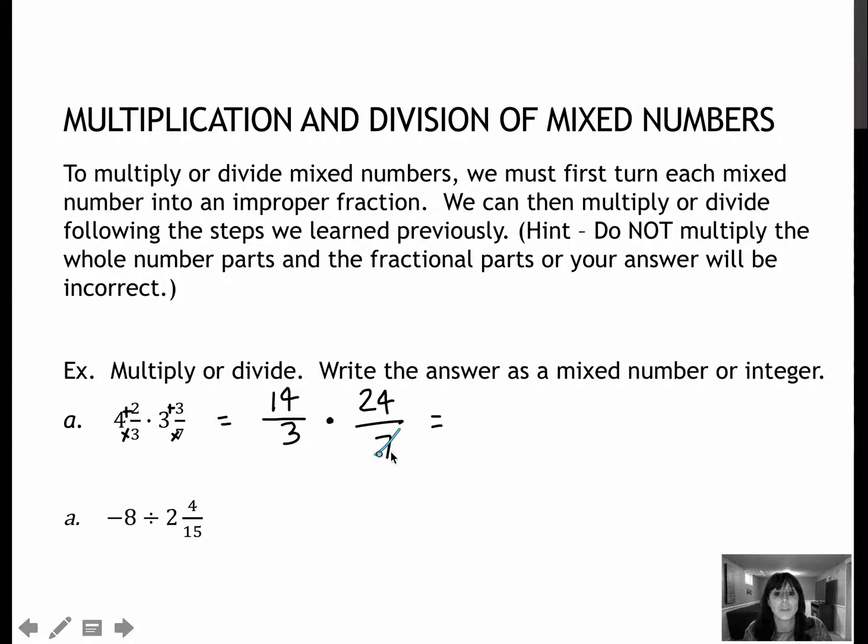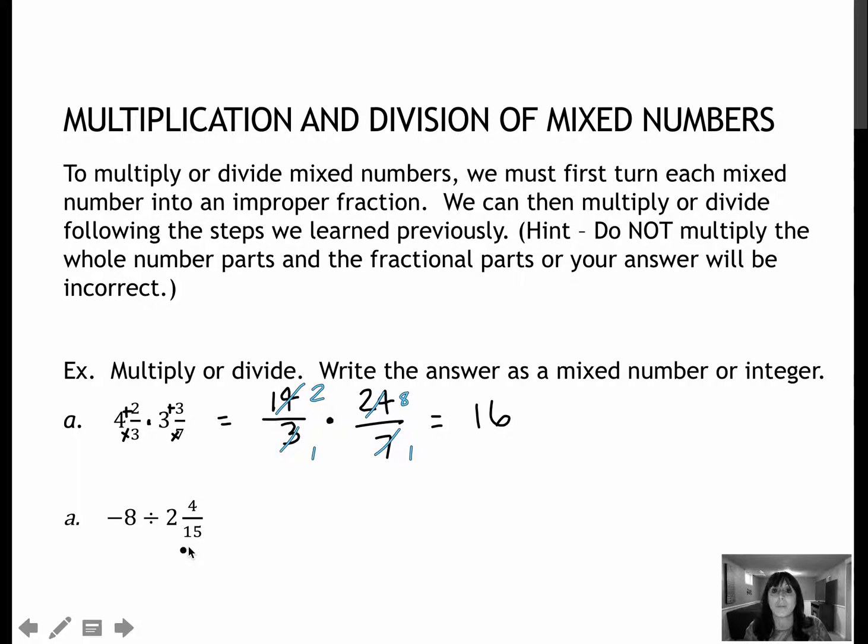I'm going to reduce 7 and 14 into 1 and 2, and I will reduce 3 and 24 into 1 and 8. And what I have left is 2 times 8, which is 16, over 1 times 1, which is 1. So my answer is just 16. So that was a multiplication question.